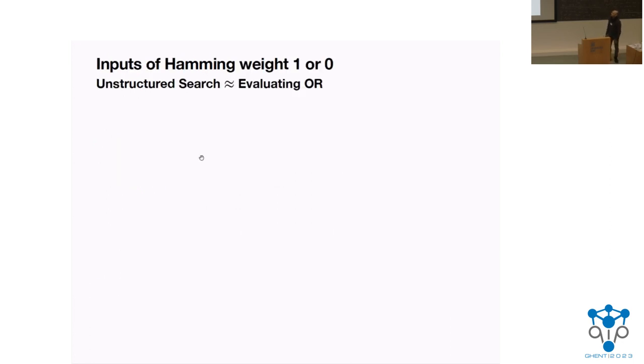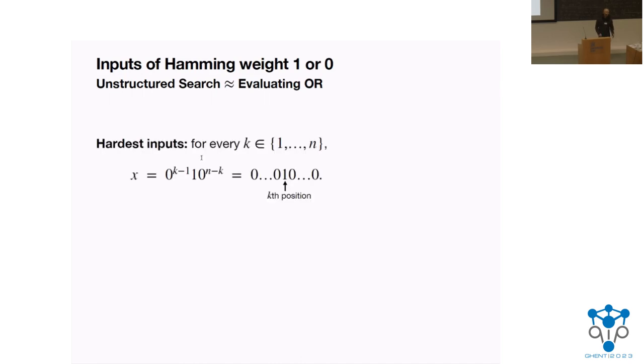Okay, so now I'll talk a little bit about what would be the hardest inputs for search. When we are looking for the marked index, it makes sense that the hardest inputs are the ones where there's only one marked index. For these inputs of Hamming weight 1, we will show that the problem is hard, and it means that it's hard in general.